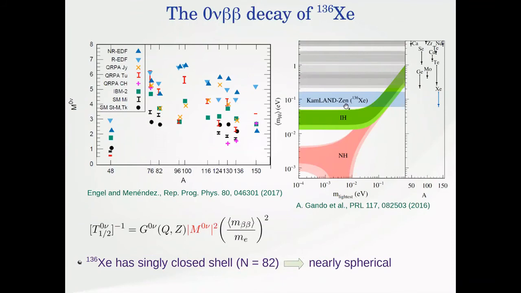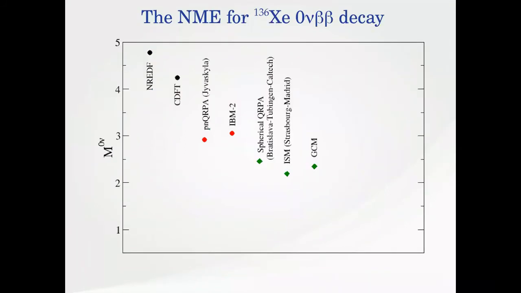Okay, but it's interesting that 136 xenon is N equal to 82. So it's a nearly spherical parent and also a nearly spherical daughter. I'll just get into that in a little bit. So I'm just now focusing on the nuclear matrix element for 136 xenon.